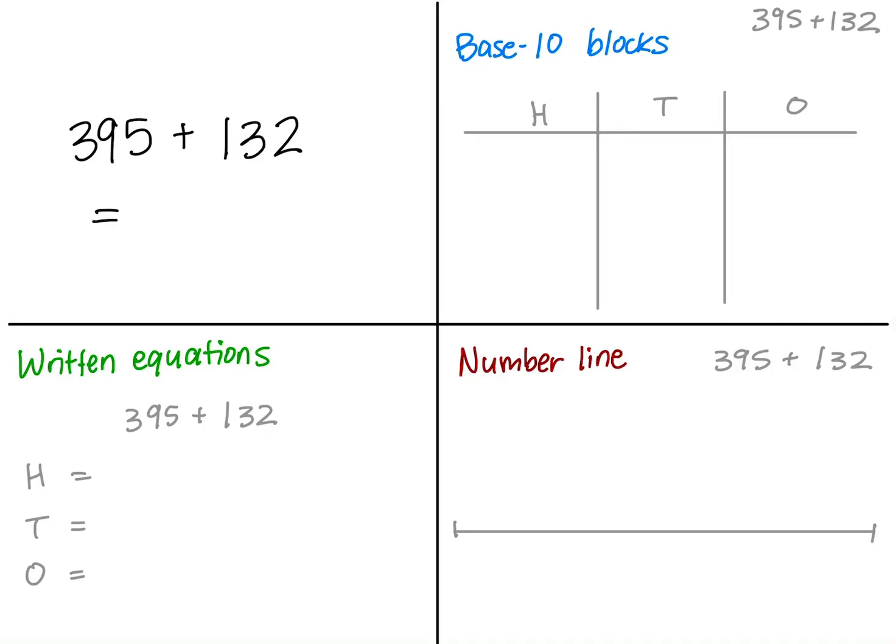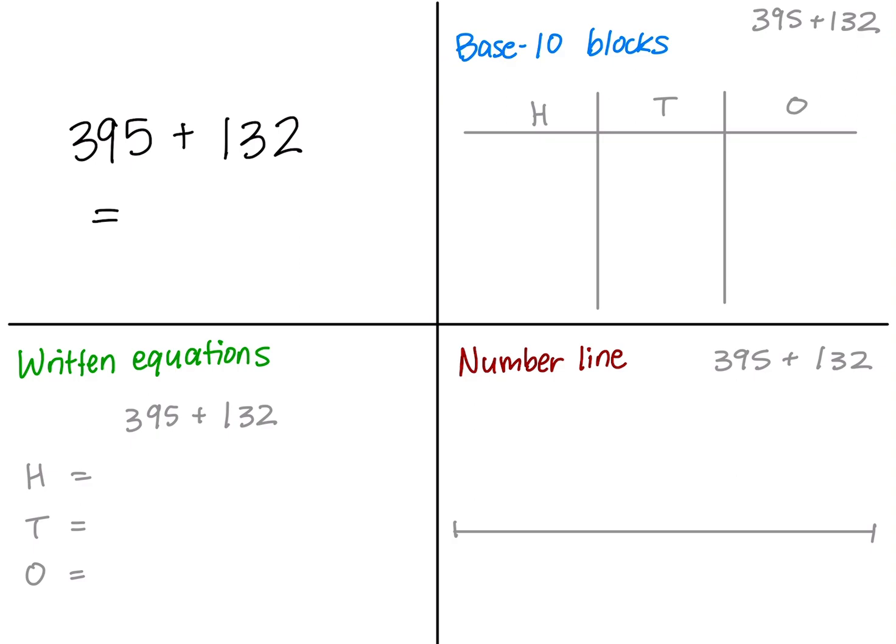Hi, I'm going to go over how second graders are expected to add 3-digit numbers with each other. In class, they've been taught 3 different ways to add 3-digit numbers. If we look at the problem here, the problem is 395 plus 132. Let's start with our first method, base 10 blocks.